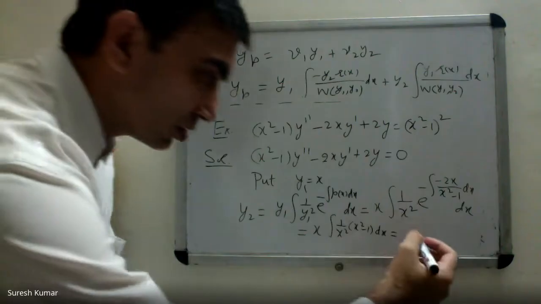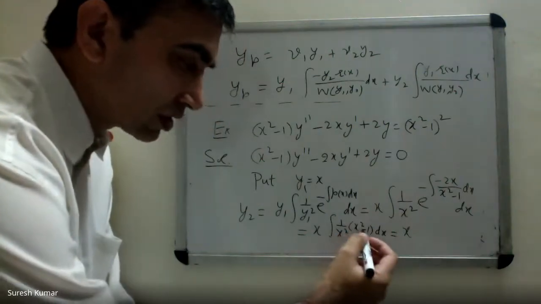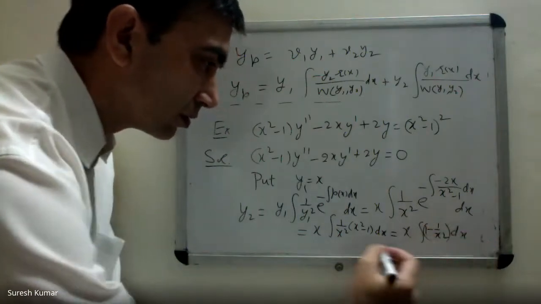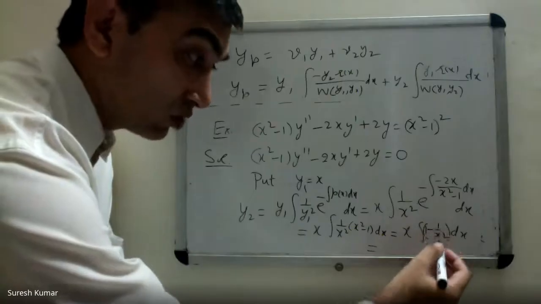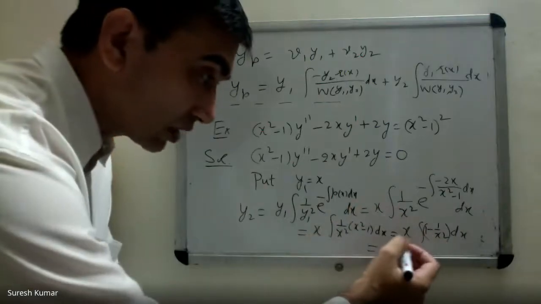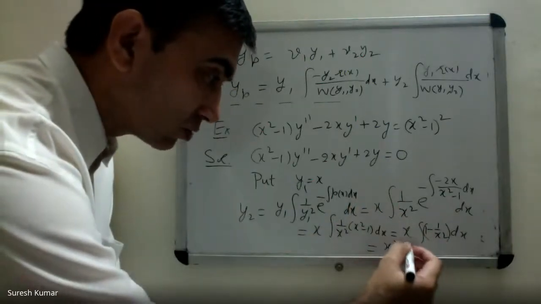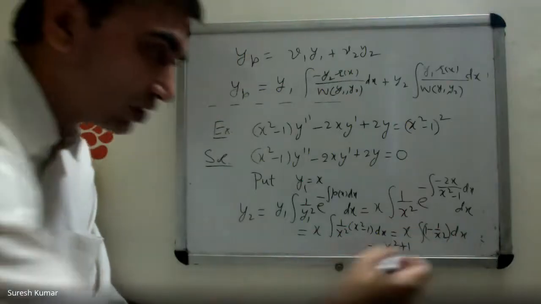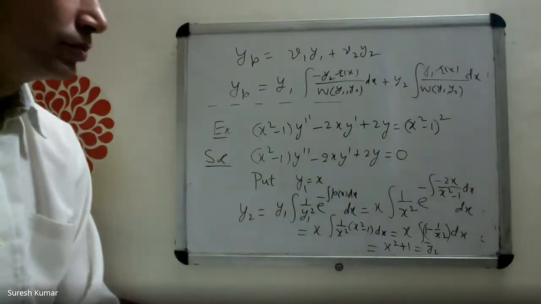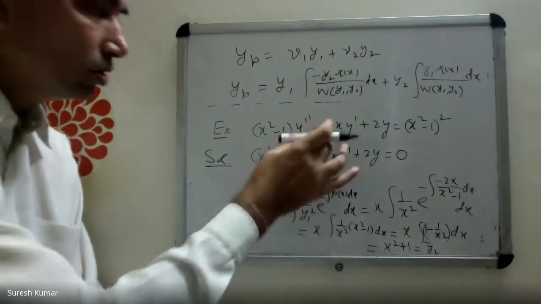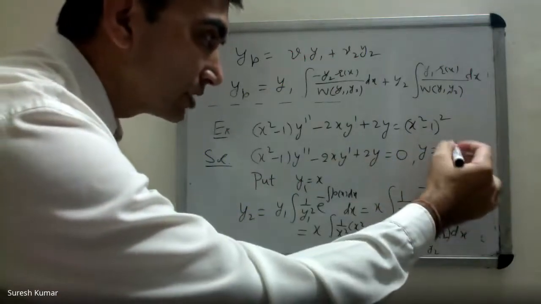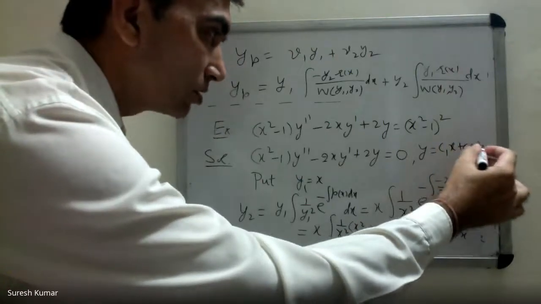Then again integrate it after division by x squared, so you get 1 minus 1 over x squared, which integrates to x plus 1 over x. Multiplying with x means x squared plus 1. This is the second solution, y2. So the solution of the corresponding homogeneous differential equation is C1 x plus C2 times (x squared plus 1).